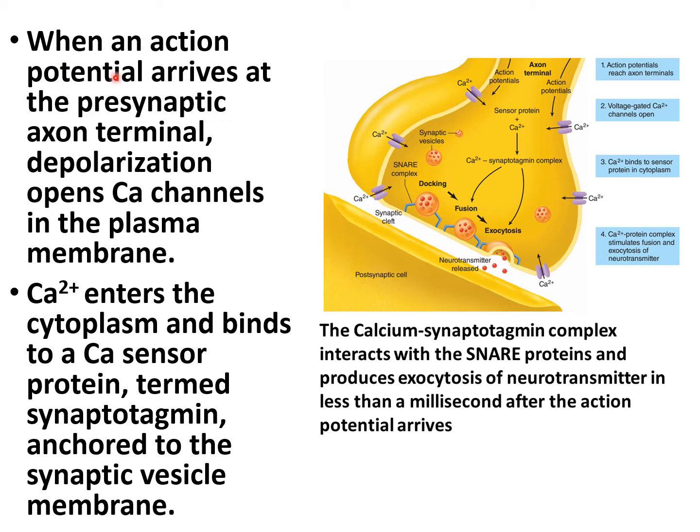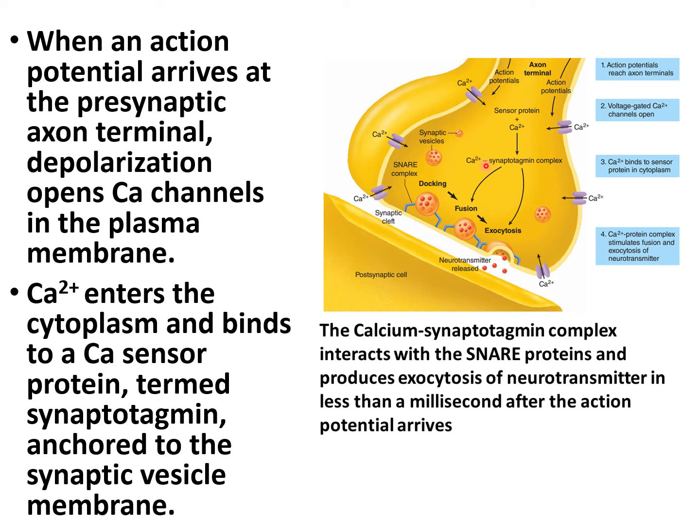Now when the action potential reaches the presynaptic axon terminal, depolarization occurs that opens the calcium channels in the plasma membrane. So here in the plasma membrane the calcium channels are open, and calcium enters into the cytoplasm.